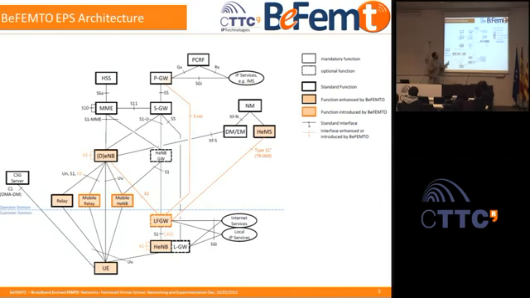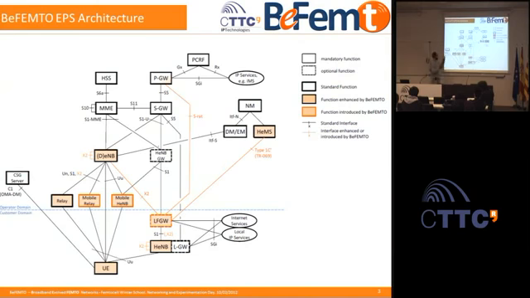The most important thing about this slide is the code of colors, let's say. In BeFEMTO, we are doing new things because we are considering 4 types of scenarios. We consider a regular one, a standalone femtocell. We consider also relays, outdoor relays. We consider mobile relays. And we also consider networks of femtocells, these 4 scenarios.